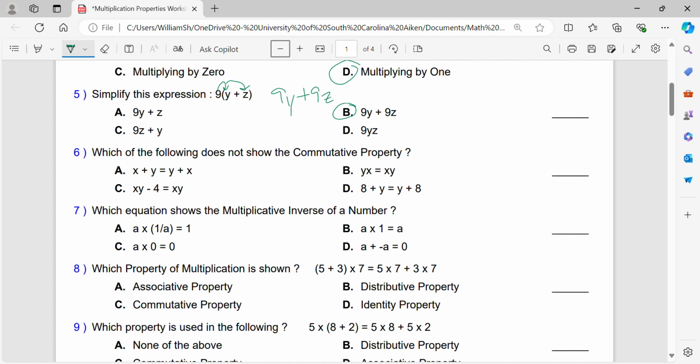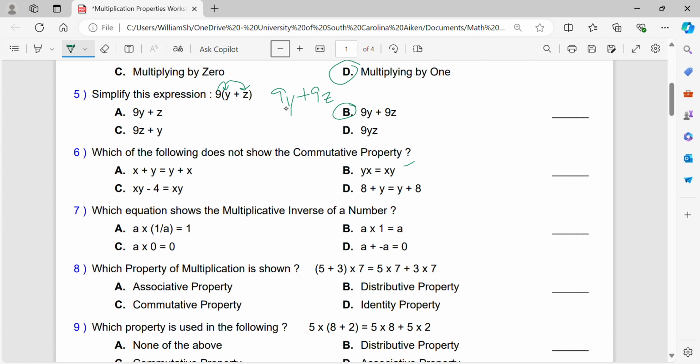If I look at number 6, it says, which of the following does not show the commutative property? Okay. Now, if I'm looking at it, A is showing the commutative property here, it looks like for addition, something we went over last time. So it does show a commutative property, not necessarily multiplication, but of addition. So let's check the rest of them. If I look at B here, B shows the commutative property of multiplication, so that one's definitely going to hold.